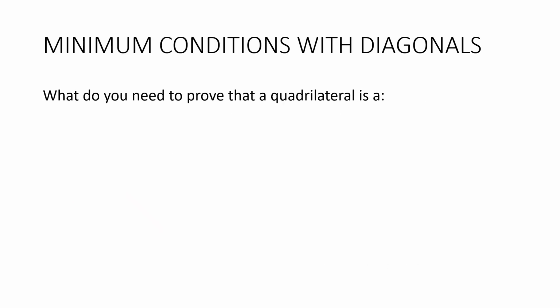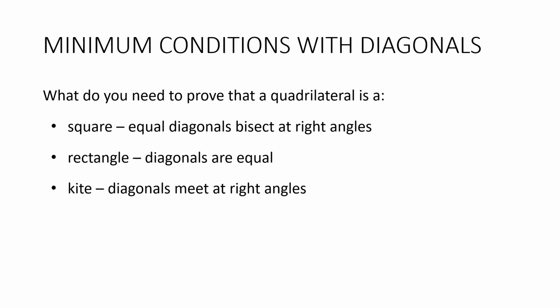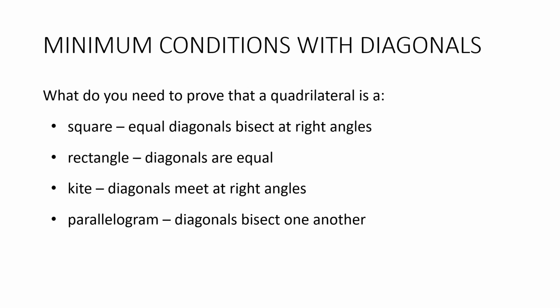There are also minimum conditions with diagonals, and using diagonals can be quicker. For example, if you want to prove that a quadrilateral is a square, you just need to prove that the diagonals are equal and meet at right angles. For a rectangle, just that the diagonals are equal. For a kite, diagonals have to meet at right angles, and for a parallelogram, the diagonals bisect one another.